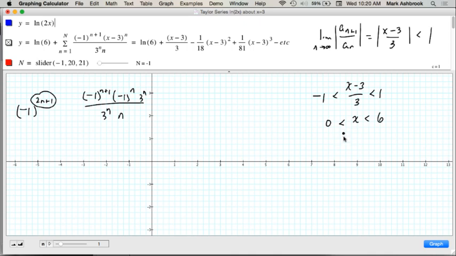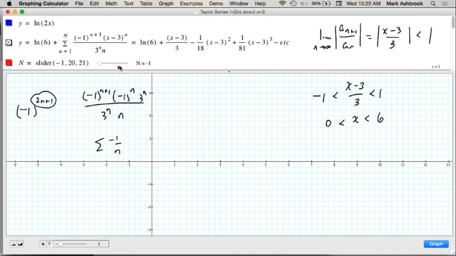So we don't include 0. Okay? So what I did, I plugged 0 into here. If I plug 0 into here, I basically get this series. Because you end up getting 2n plus 1 negative 1s, which is always an odd number of negative 1s, which is negative 1.